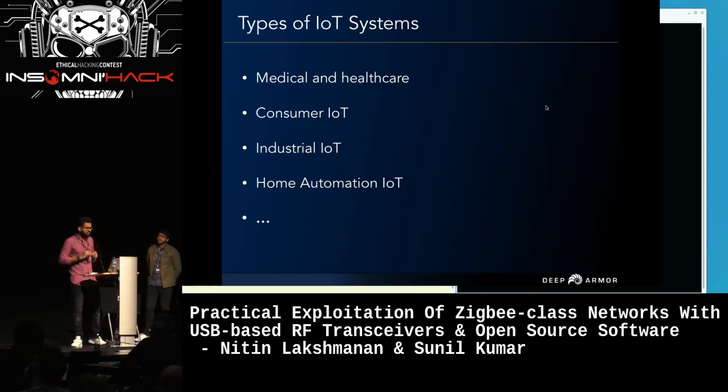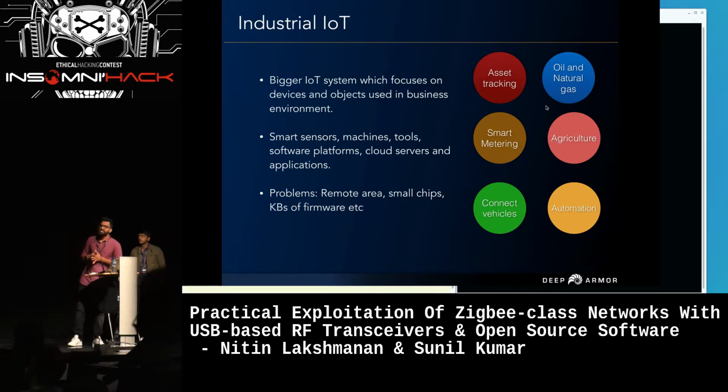There are different types of IoT systems. A few of them are medical healthcare IoT, consumer IoT, industrial IoT and home automation IoT. Today we are focusing on industrial IoT because Zigbee class protocols are mainly used in industrial IoT. This is a bigger IoT space where we'll have multiple gateway devices and nodes in environments like asset tracking, agriculture, smart metering and more.